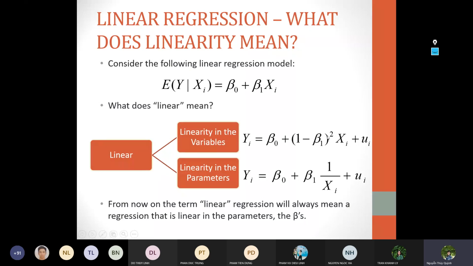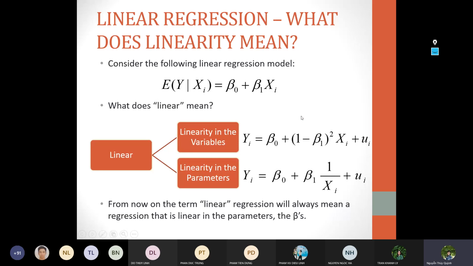So for the model that we are considering here, the conditional expected value of y is equal to beta 0 plus beta 1 multiplied by x. So x has the power of 1, and beta 1 also has the power of 1. Then this model is linear in both the variable and the parameters.